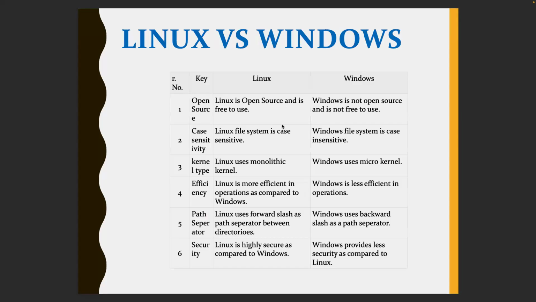And again, there are a lot of differences between Linux and Windows. The first most basic difference: Linux is open source and you can use it for free, whereas Windows is not open source and it's not for free usage, right? And the Linux file system is case sensitive. The Windows one is not, again, right? You will see these differences when we get on to the lab. And like we just discussed, Linux uses a monolithic kernel, Windows uses a microkernel, which makes the difference, right? Linux is more efficient.